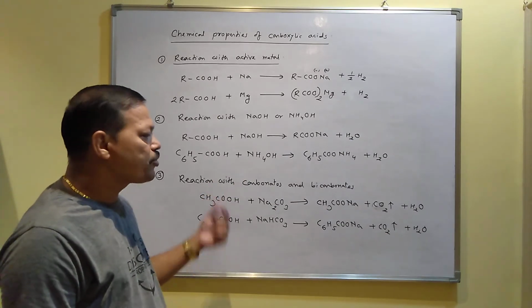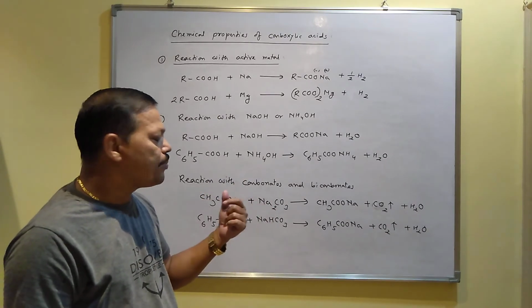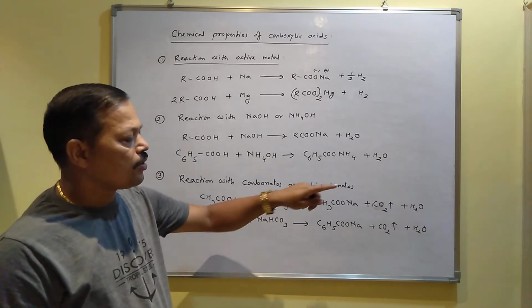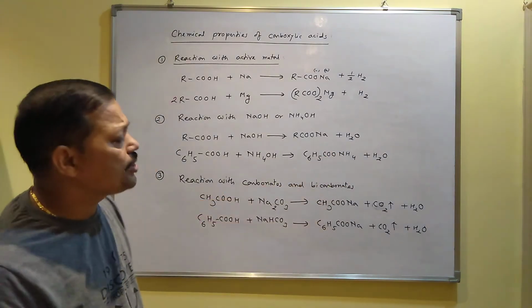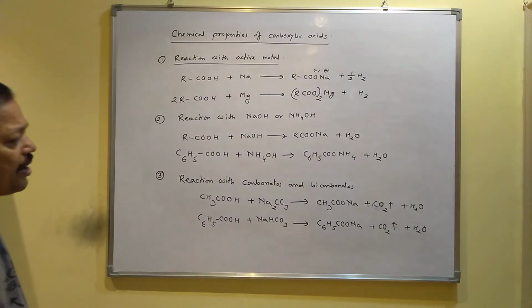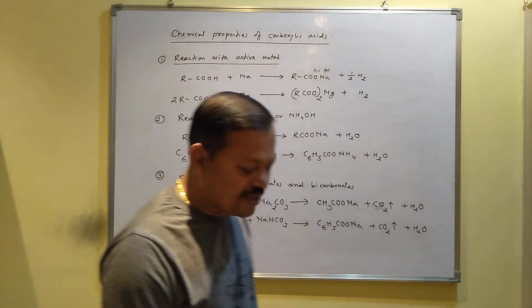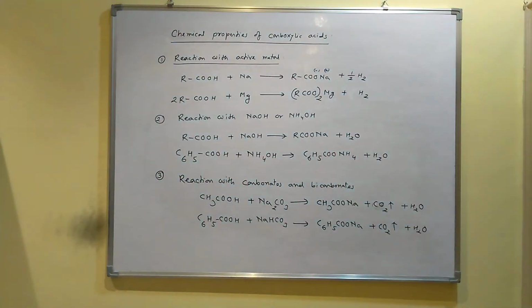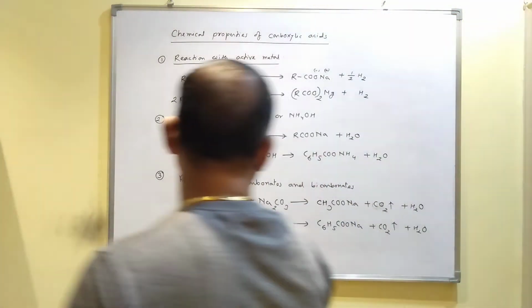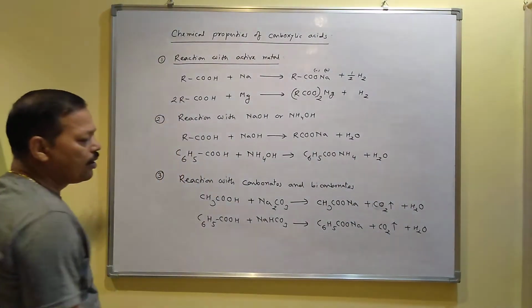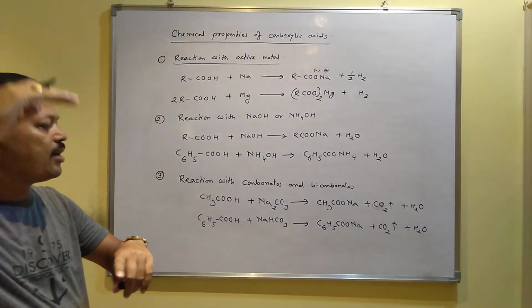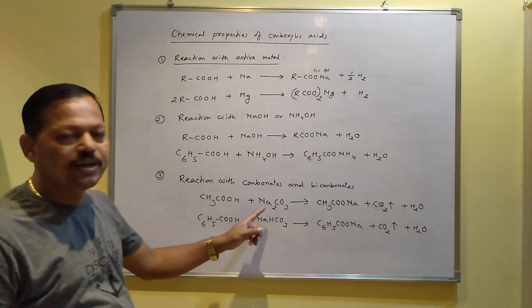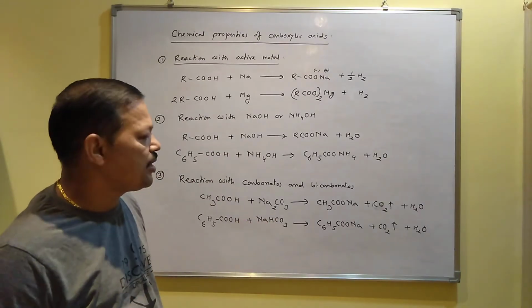Only this carboxylic acid can decompose sodium bicarbonate or sodium carbonate salt to produce the effervescence of carbon dioxide gas. And this reaction is used as a test for the carboxylic acid functional group. So in practical also you have done it. You apply sodium bicarbonate, then you get the effervescence, and in that way you find out your compound contains carboxylic acid.